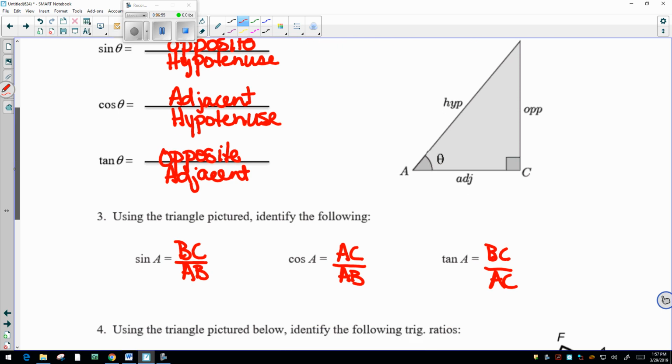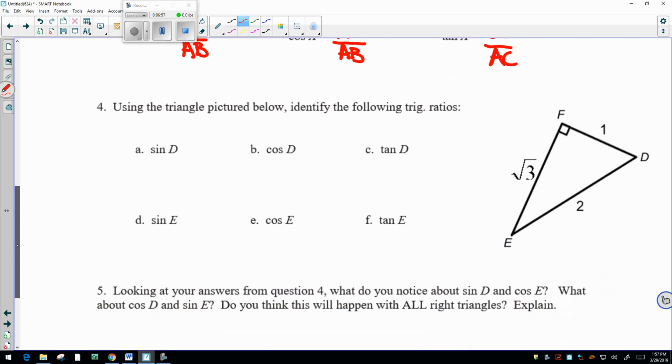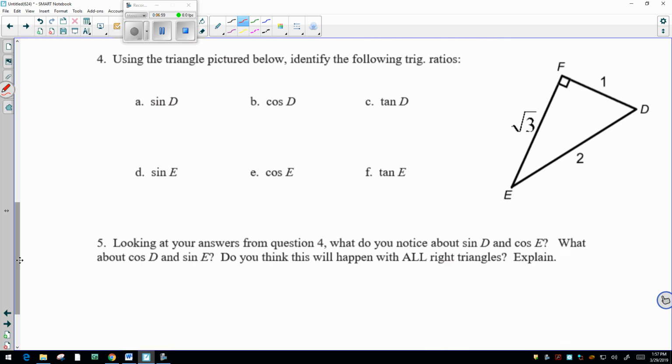Okay, so keeping these ratios in mind, we're going to try it with a triangle with numbers. Now, we have to pick our angle. I'm going to start with angle D. And for now, it may not be a bad idea to label it. So we know that that's always the hypotenuse. According to angle D, 1 is going to be the adjacent, and square root of 3 is your opposite. So now everything's labeled, and we can make our ratios.